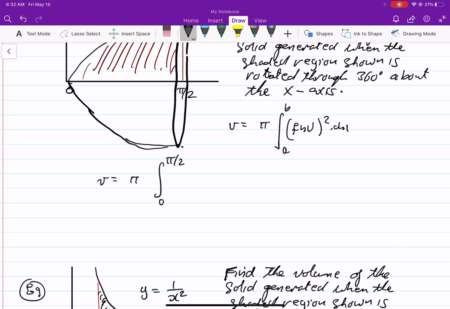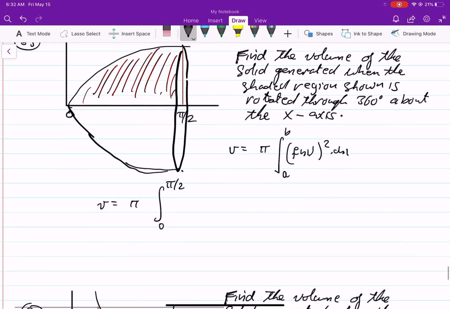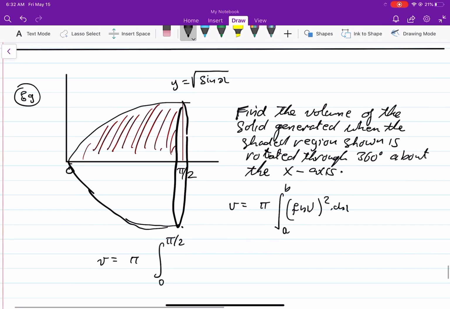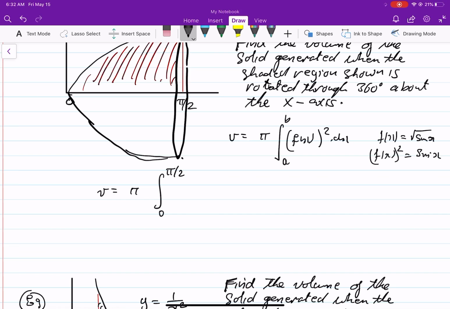Of, now you got to square the function. What is the function? The function is the root of sine x, right? F of x, or y, I call it y up there, I'll call it f of x here, is the root of sine x. Therefore, f of x all squared is root of sine x all squared, which is just sine x. So it's pi times integral between 0 and pi upon 2 of f of x all squared, which is simply sine x dx.